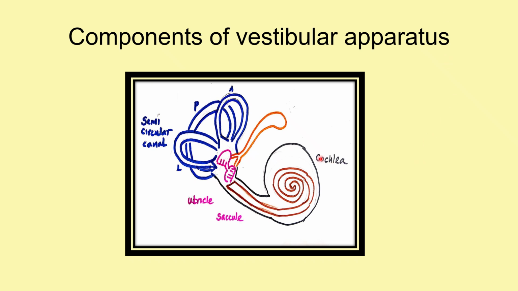There is the bony part and the membranous part. The outer part is the bony part. The semicircular canal, utricle, and saccule are present within the membranous part. The membranous part is filled by the endolymph. The bony labyrinth part is filled by the perilymph.